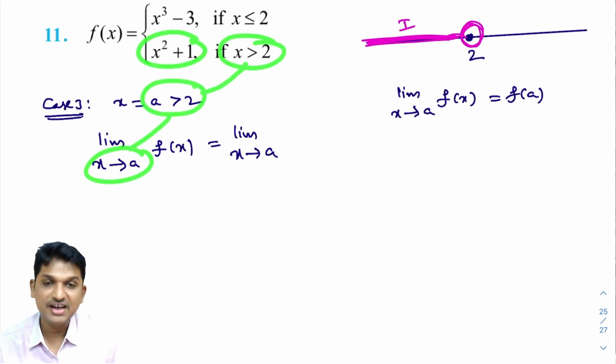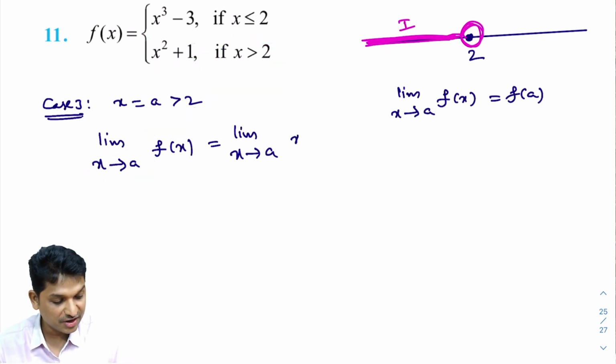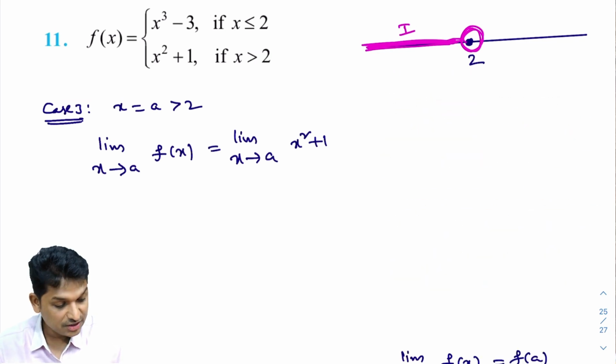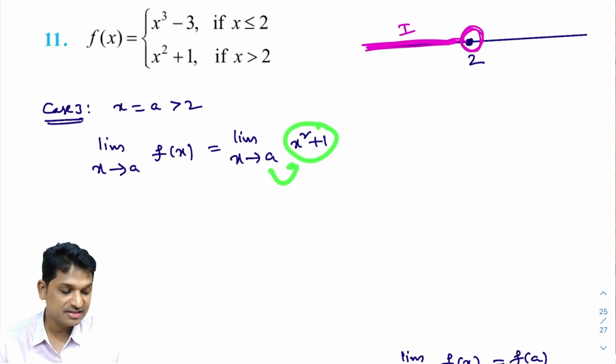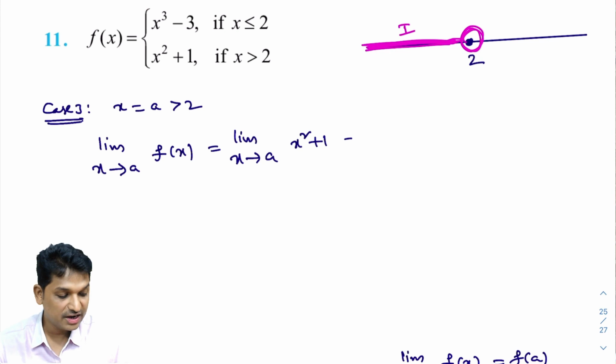When a value is greater than 2, which function to choose? This x square plus 1. So I'll choose that function, x square plus 1. Now I need to calculate this one. How to calculate this one? We do it by the direct method. In this function, wherever x is there you write a. What you will get? That equals a square plus 1.